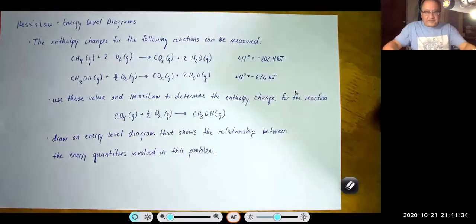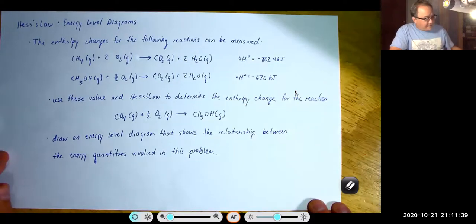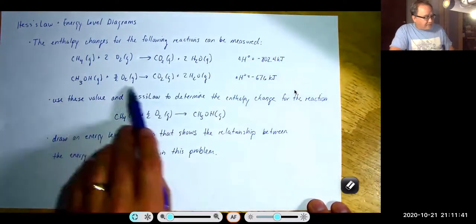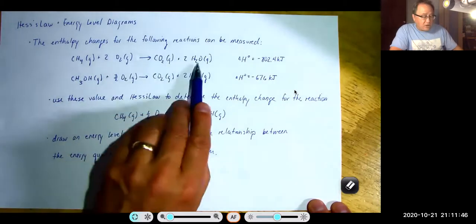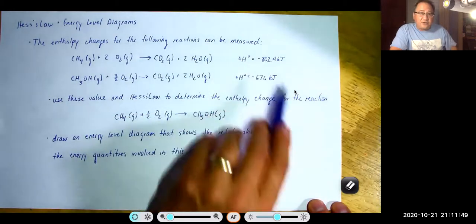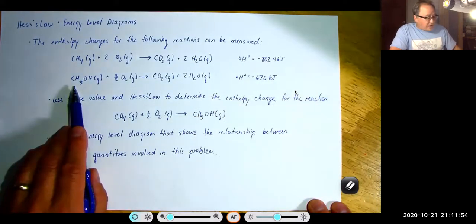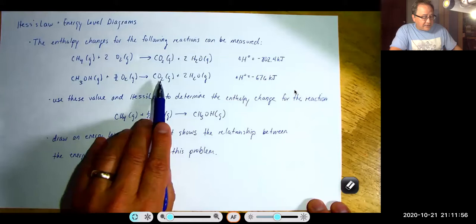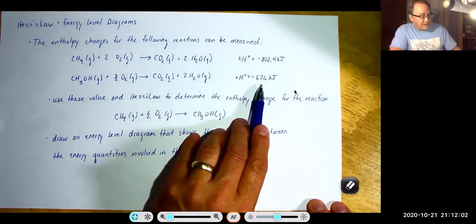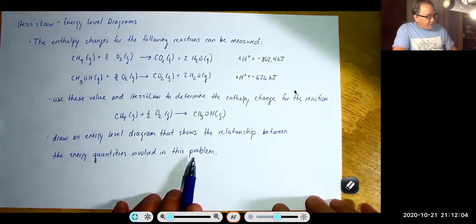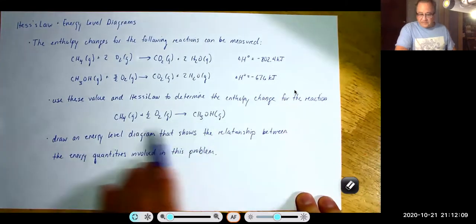They're not all going to be so easy. Let's take a look at a more complicated one. So here we have an enthalpy change for the following reactions that can be measured. Methane plus oxygen can react to make CO2 and H2O with an enthalpy change of minus 802.4 kilojoules. This is called methanol. Methanol and oxygen can be mixed to make CO2 and H2O with an energy change of minus 676 kilojoules. And we want to use these values and Hess's law to determine the enthalpy for this reaction.